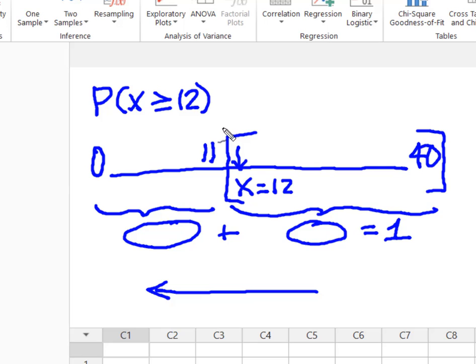So for my value, I'm going to input this 11. I'm going to let Minitab solve from 11 to 0. I'm going to get this probability, subtract it from 1, and that's going to give me what I need.